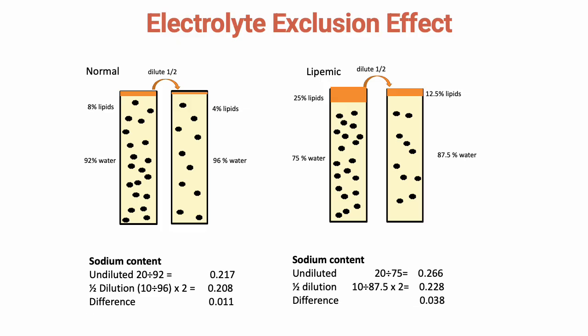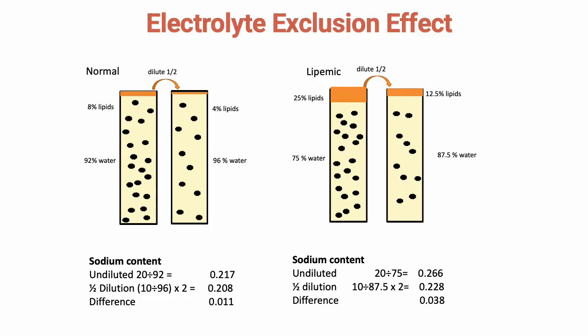On the right-hand side of the slide, we have an undiluted and diluted lipemic plasma sample. In the lipemic plasma, we can see we have 75% liquid and 25% solids. You can again see that in the liquid portion, there are 20 sodium ions, but they have been confined to a smaller physical space than in the normal sample. The concentration of sodium in this sample is 20 divided by 75 microliters, which equals 0.266.